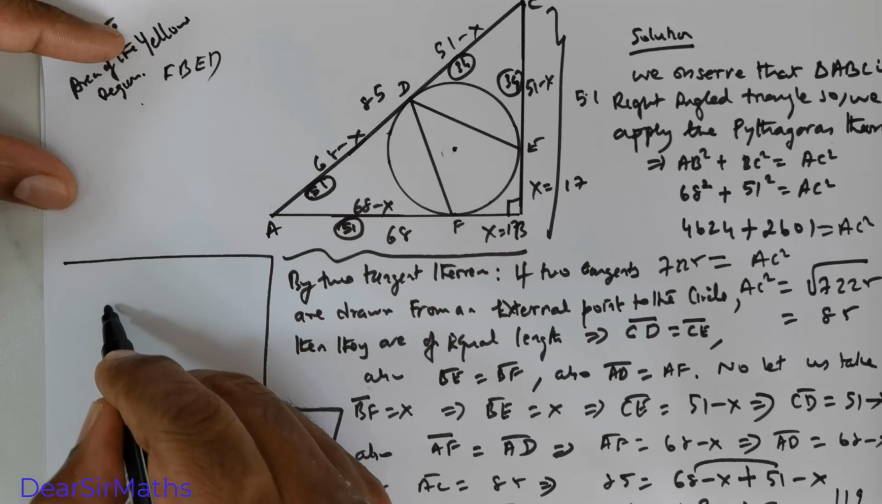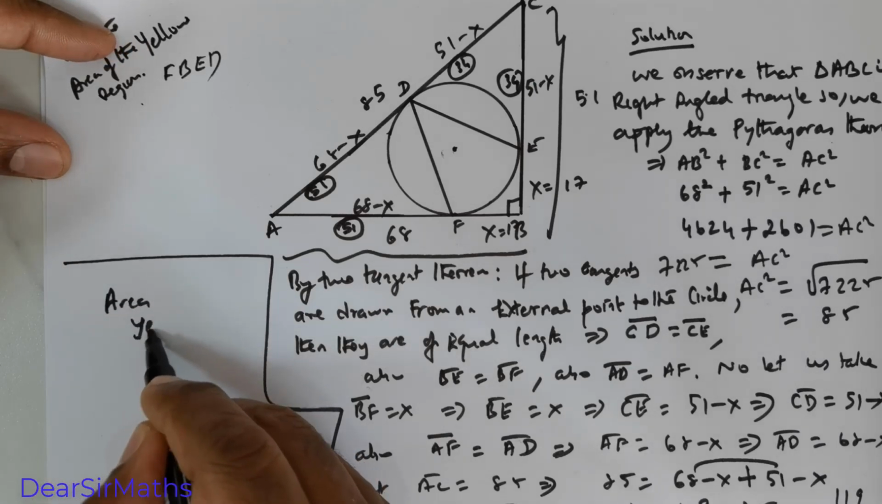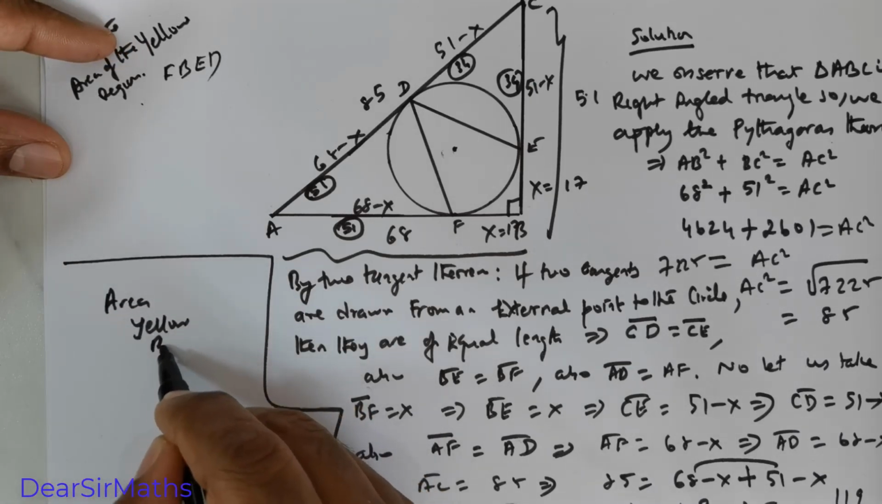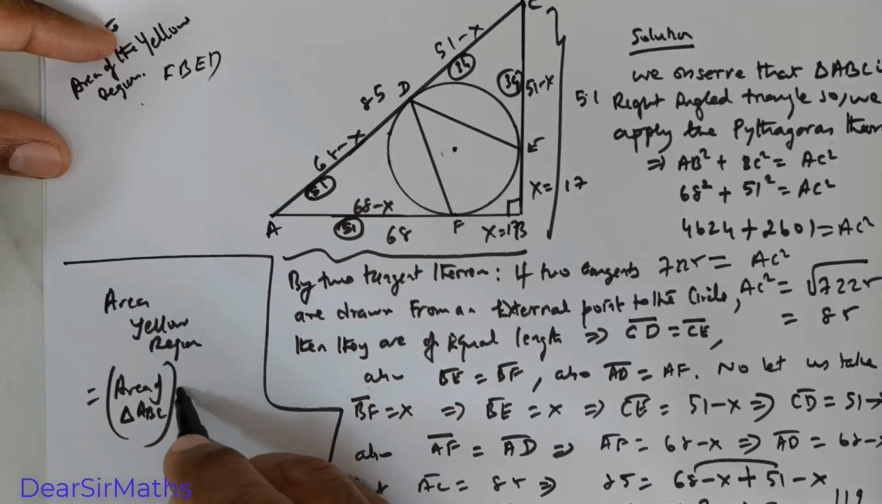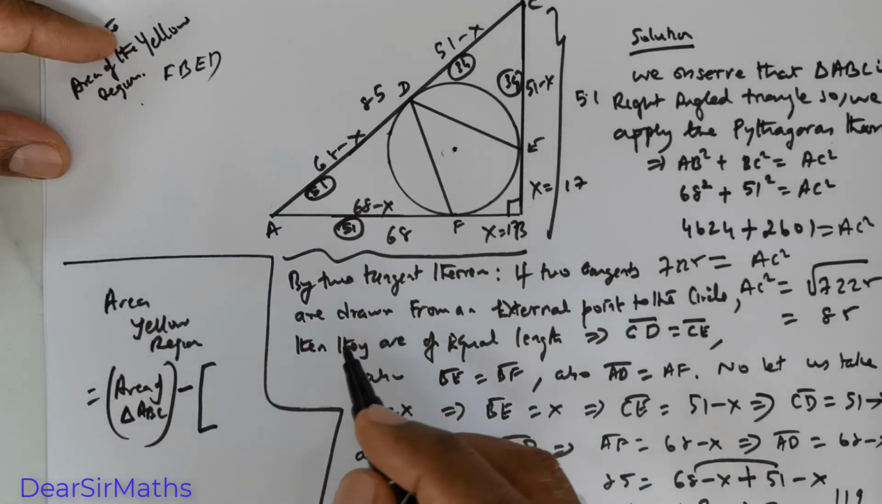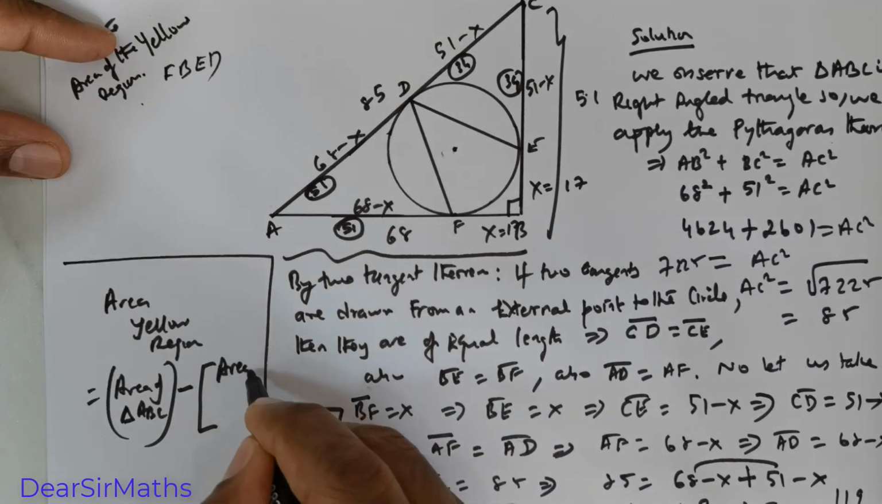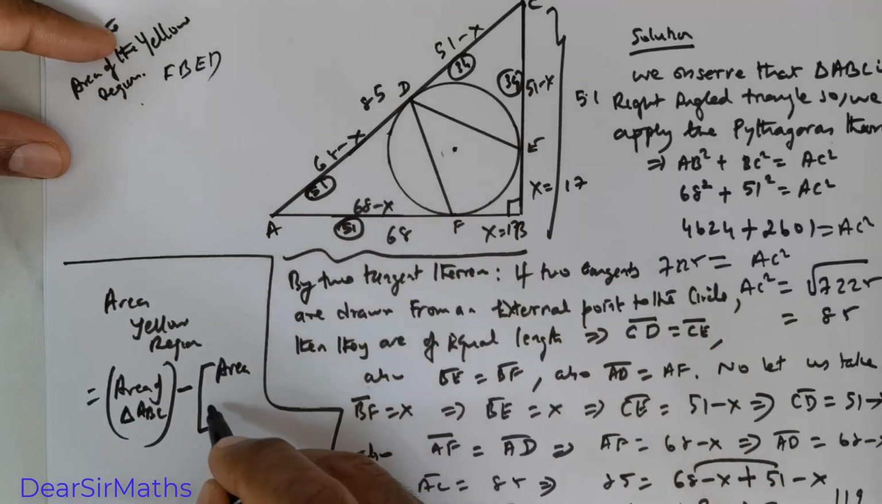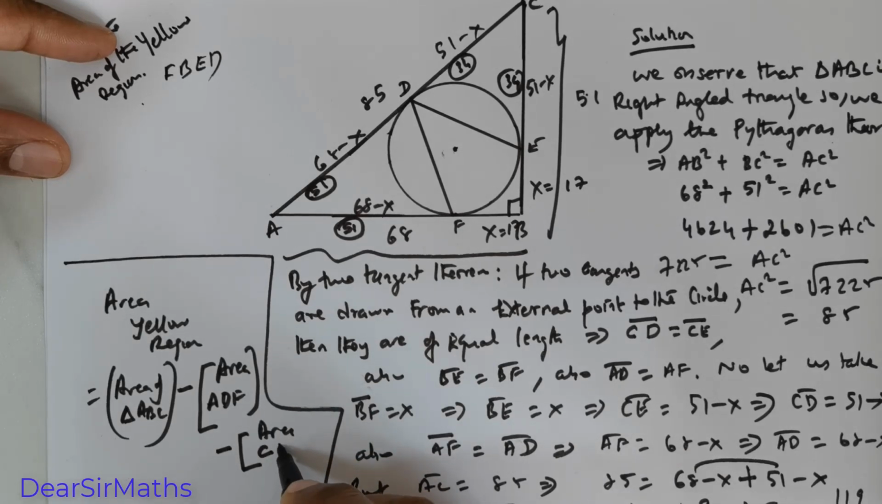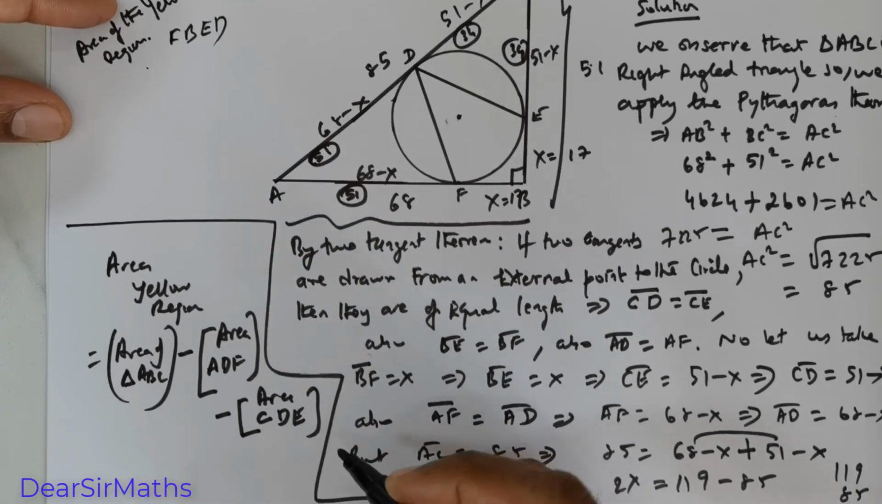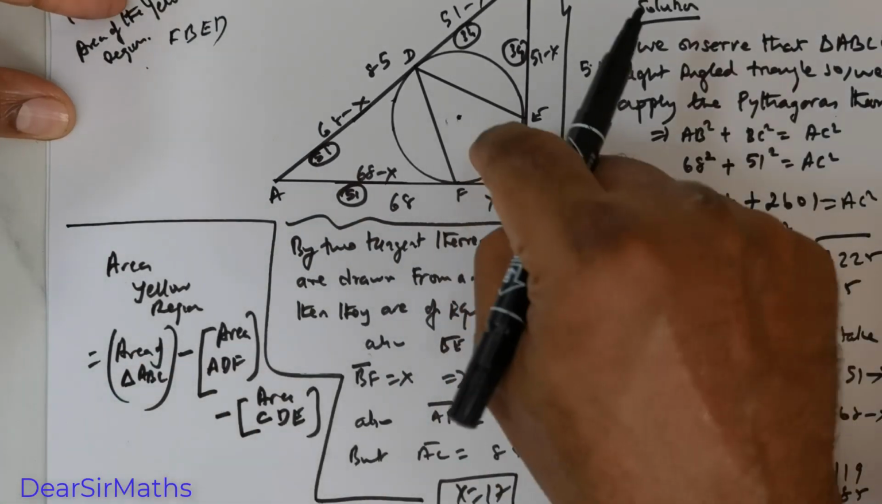To get the yellow region, the area of the yellow region is equal to the area of triangle ABC. From the area of the triangle, I have to take away the area of ADF, and I have to take away the area of CDE. I have to take away these two areas to get this.